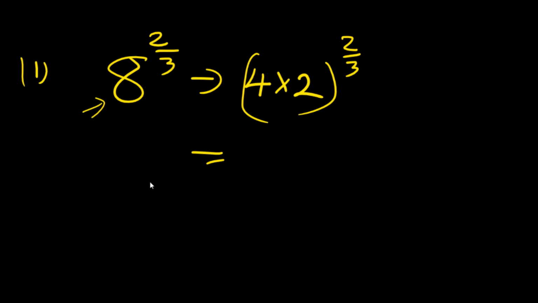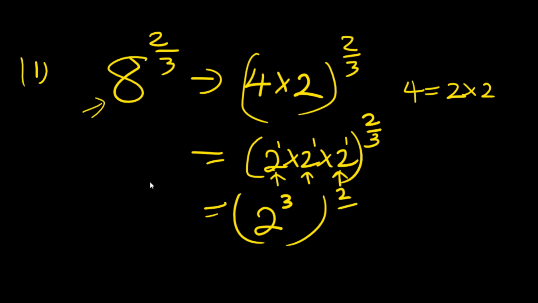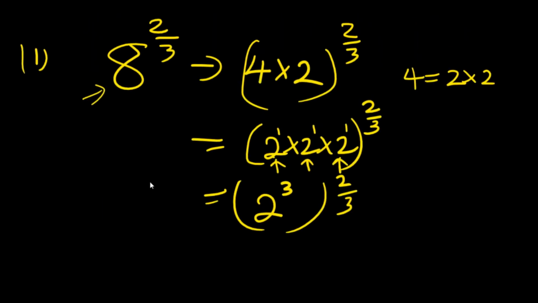And to simplify this further, 4 can also be formed. 4 is formed by 2 times 2, right? So you can expand that: 2 times 2 times 2, to the power of 2 over 3. And then now you say, but these are same bases. Same bases, theorem 1. All I do is add the exponents here. So I have 2, and then how many exponents do I have? 3. So it's 2 to the power of 3, and then all to the power of 2 over 3, right? So this now tells you that 8 is actually 2 to the power of 3, right?